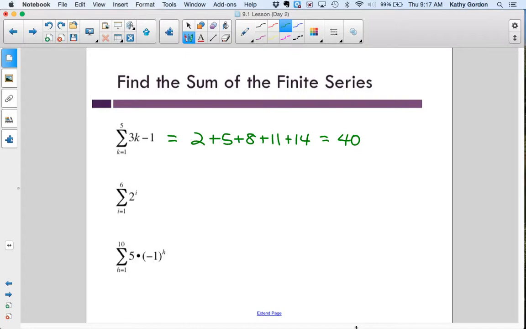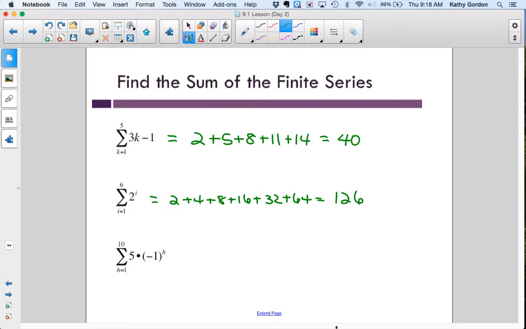How about this one? What are my terms going to be? 2, 4, 8, 16, 32. And what does that give me when I add them all up? 126. Okay, everybody agree with that? Did we get enough terms in? And we get 126 for an answer? Everybody agrees? Okay.